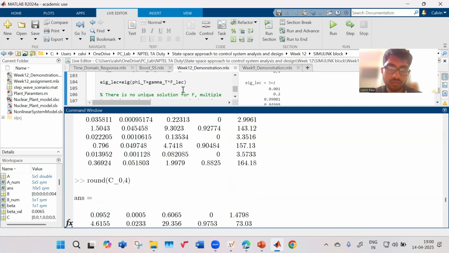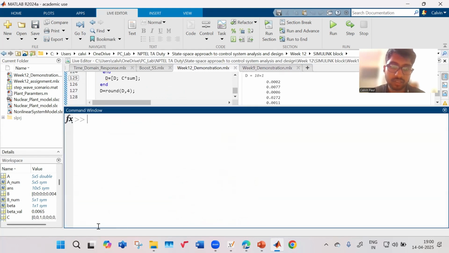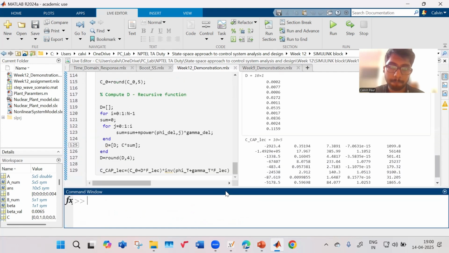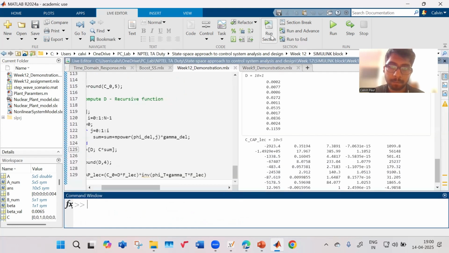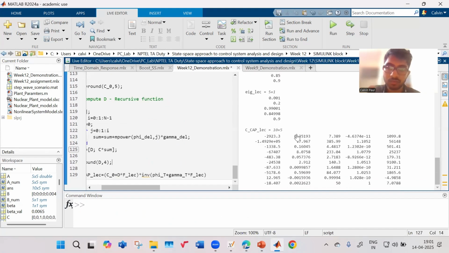So let us do round of C naught, 5. C naught is round of C naught, 5. And D is round of D, 4. Let us now check whether it matches now. Run it. Still there's mismatch.